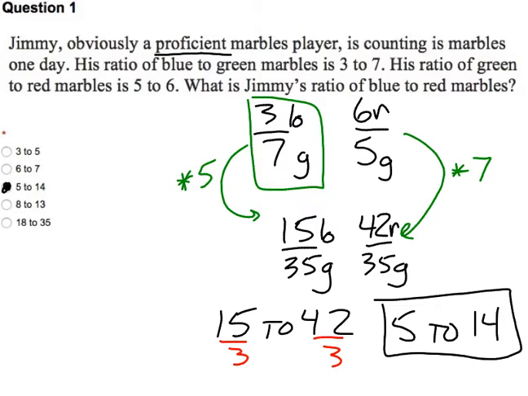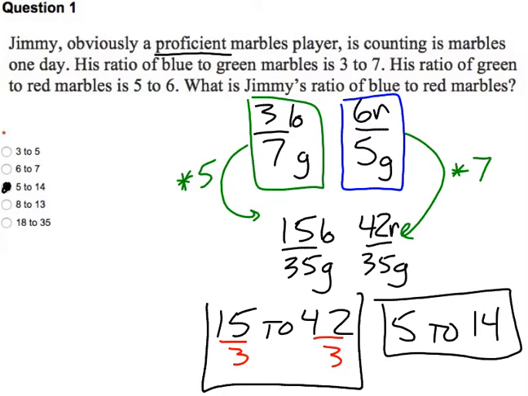When I read the next sentence, it says his ratio of green to red, so the order has switched a little bit. Got to be careful there. I want green on bottom, so I have a match. Multiplying and getting a common denominator, so multiply the 3 to 7 by 5. I get 15 over 35. On the right one, I multiply by 7 to get them to be the same, and I get 15 to 42, which is not one of my possible answers.